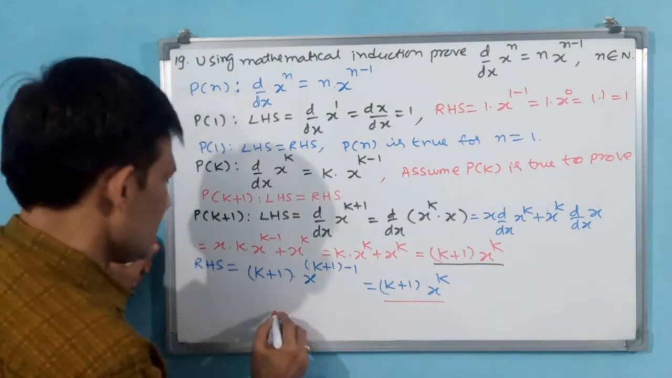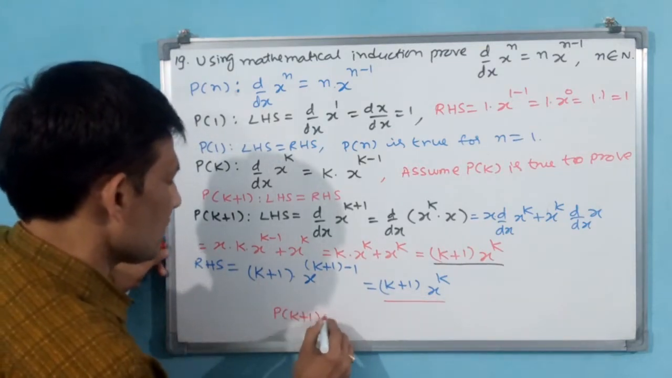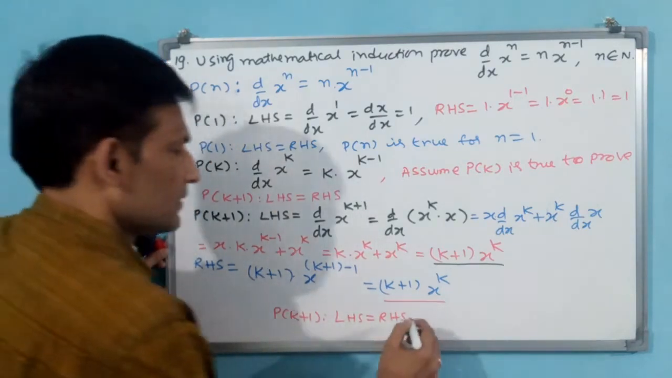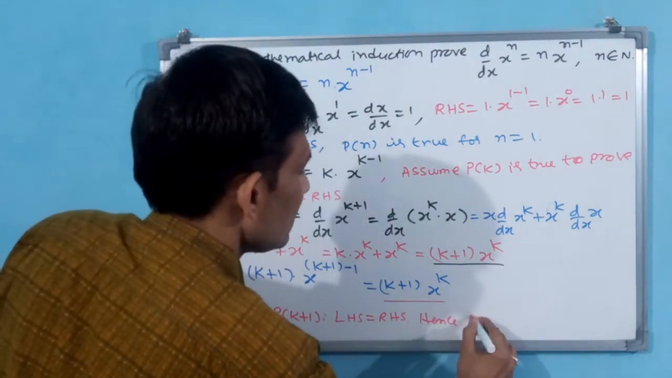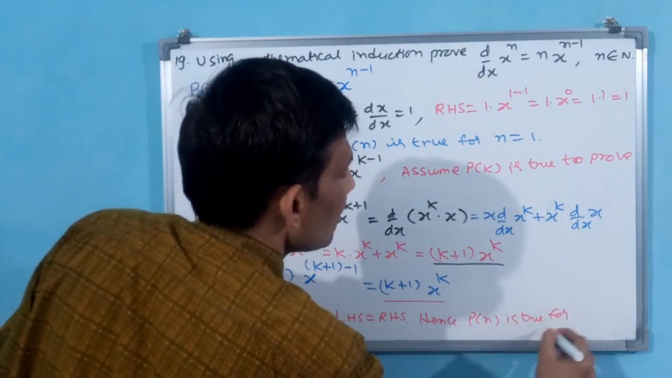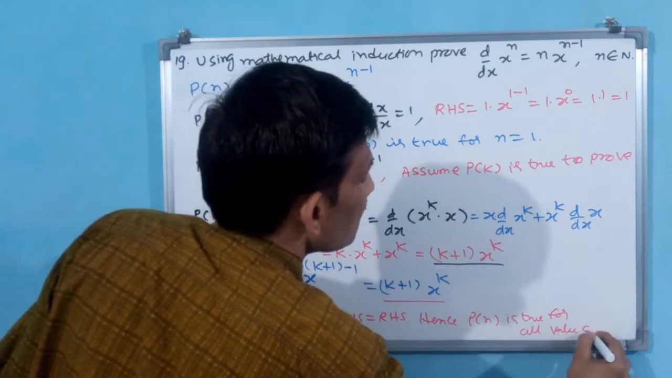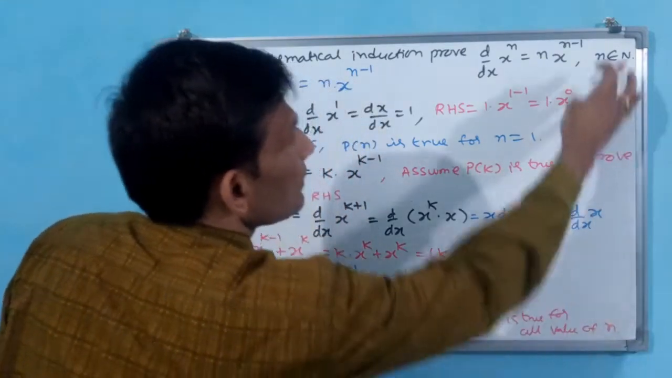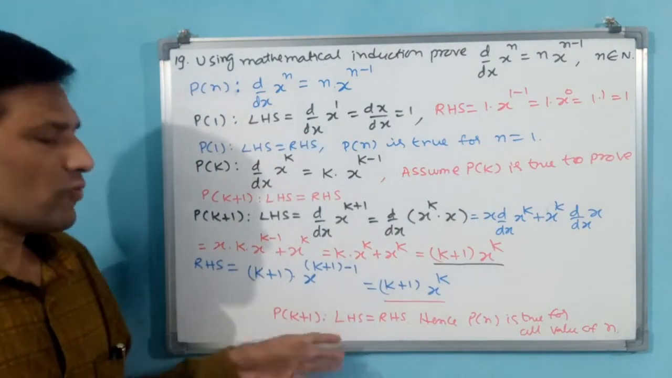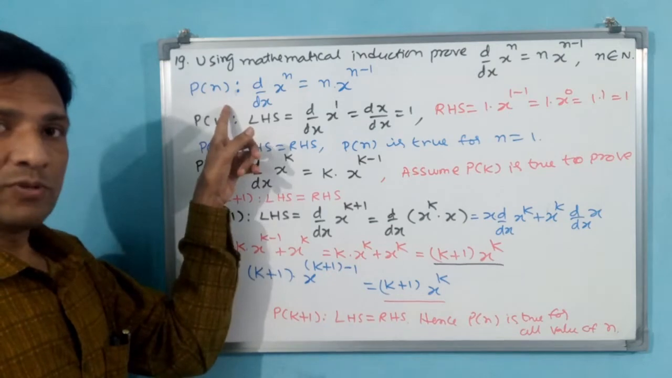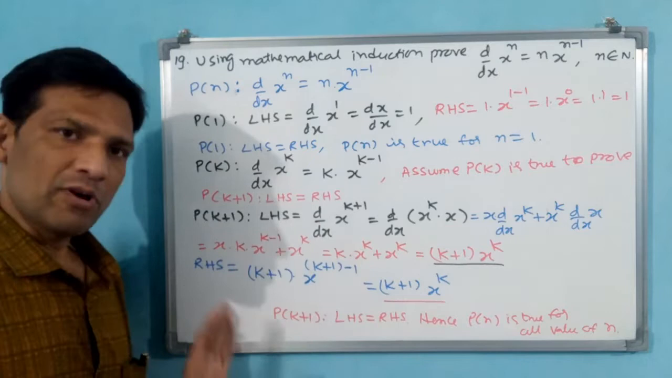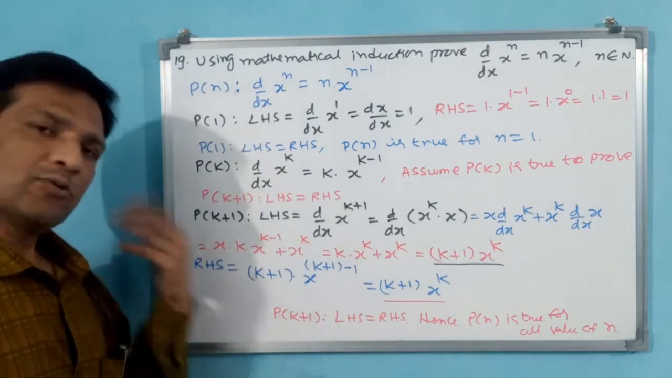Write down finally p of k plus 1 LHS is equal to RHS. Hence p of n is true for all values of n. Like that you have to write it. For 1 it is true, for k is true we assumed, for k plus 1 we have proved. For all values true, like you have to write and close. Okay, let us go for the 20th question.